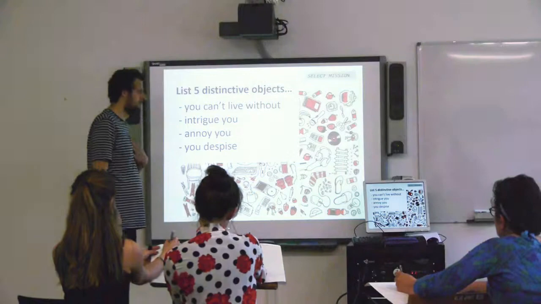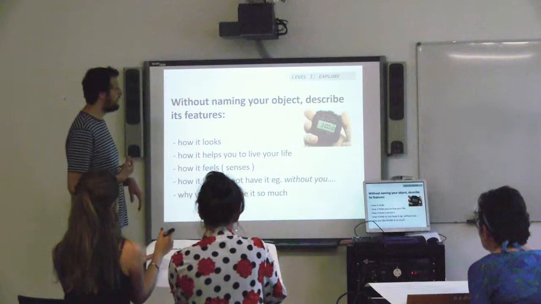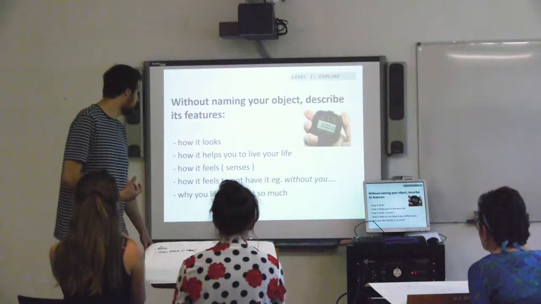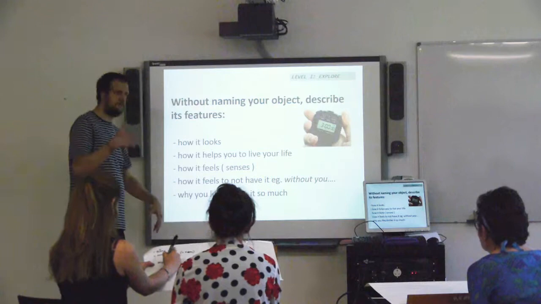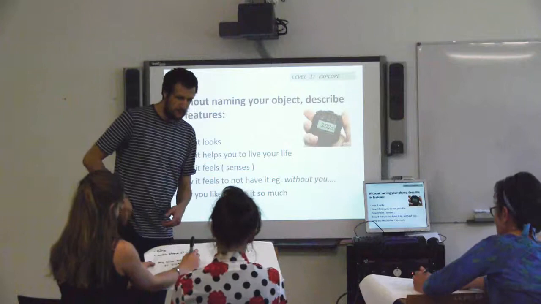Okay? So once you have a list of a few objects, I want you to choose one. And I'm going to give you 3 minutes to describe that object and describe its features. Think about how does it look? How can it help your life? How does it feel? Think about how it affects all the senses. How do you feel without it? And if you like it, why do you like it so much? So I'm going to give you 3 minutes.